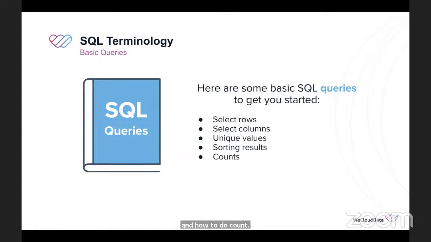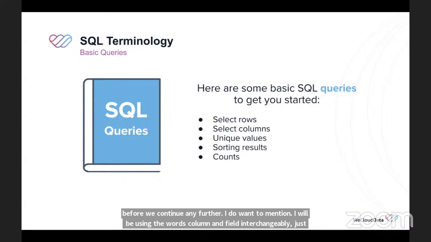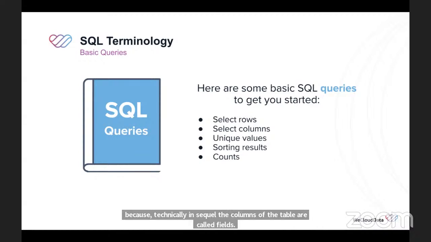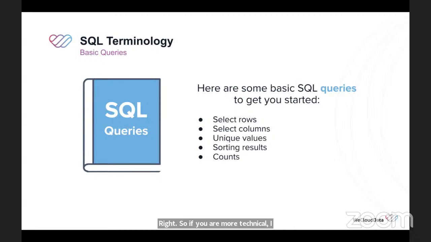Now, before we continue any further, I do want to mention, I will be using the words column and field interchangeably, just because technically in SQL, the columns of the table are called fields, right? So if you are more technical and discussing things with someone who's experienced in SQL, a table is made out of fields and rows, not columns and rows. Okay, so if you hear me say field, just know that that's a column.